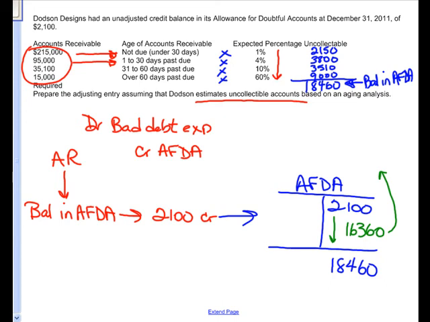We're going to debit bad debt expense for $16,360. We're going to credit allowance for doubtful accounts for $16,360.